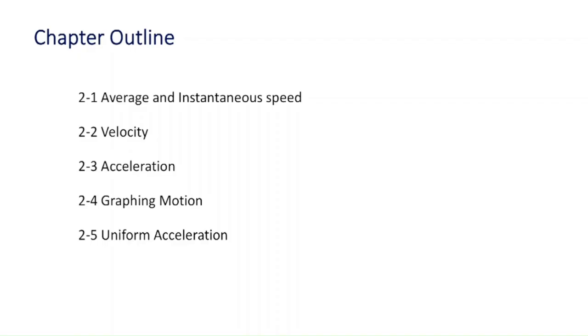And here is our roadmap for this chapter. We will start with speed, first average speed, then instantaneous speed, because that's the simplest way to describe motion. And once we understand speed, we will move on to velocity, where direction becomes important. From there, we will talk about what happens when motion changes, and that's acceleration.